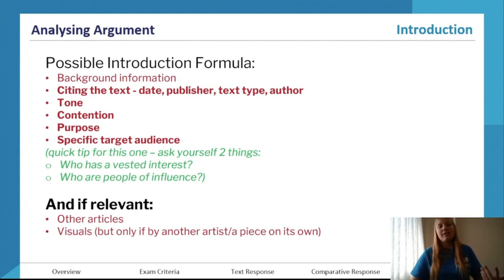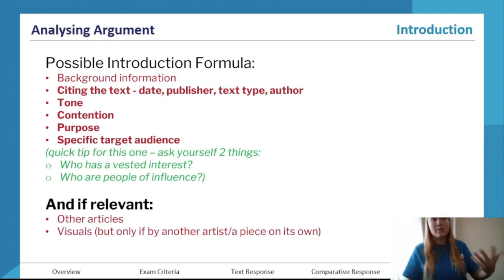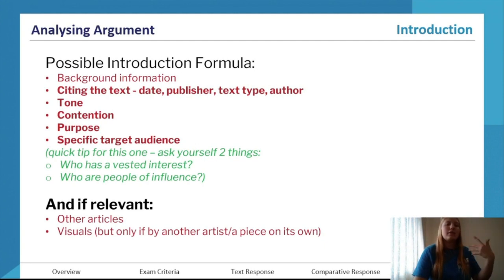And if relevant, and it is a comparative task, so you have another article or a standalone visual or comments or something, you may mention the other articles and visuals, but then it has to be a standalone piece separated from the article. Alternatively, instead of doing a combined comparative style introduction, you can include this information again after you've analyzed your main article, your main text. You can write another introduction and talk about the comparative material there.